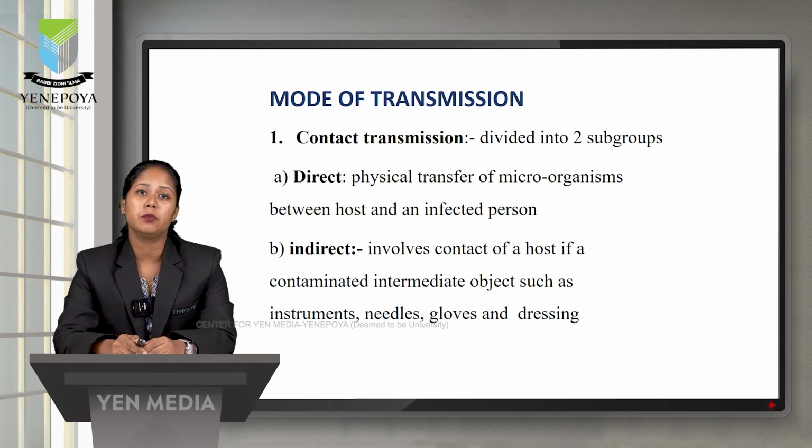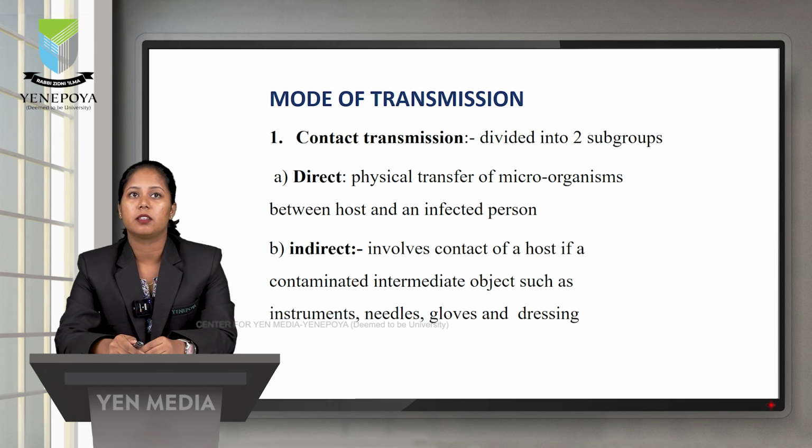Transmission means movement of microorganisms from one place to another place. So first one is contact transmission. Contact transmission can be divided into two subcategories. One is direct contact, second one is indirect contact. Direct contact means physical transfer of microorganisms between a host and an infected person. When a person comes in direct contact with the infected person, at that time he will acquire a new infection, that is called direct contact transmission.